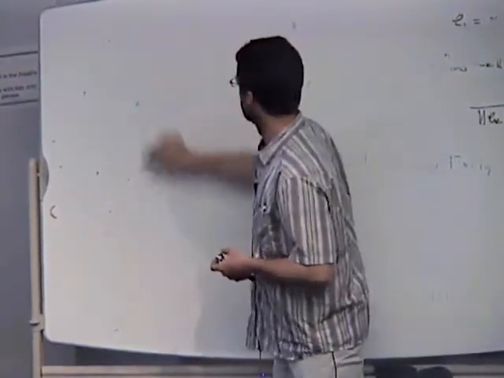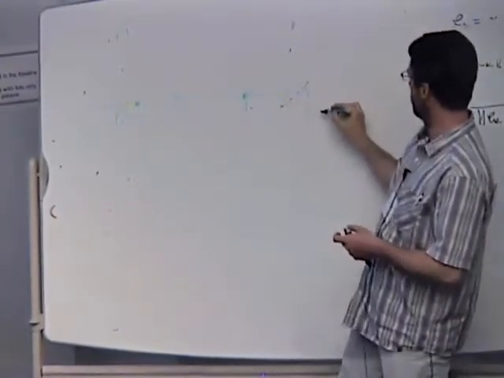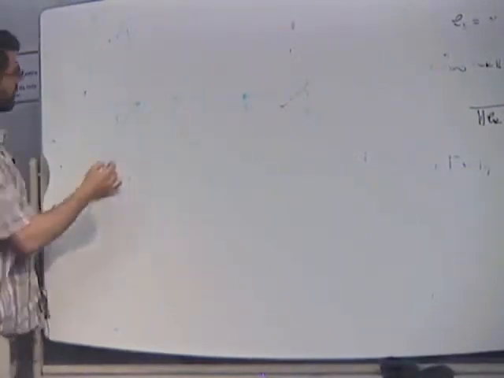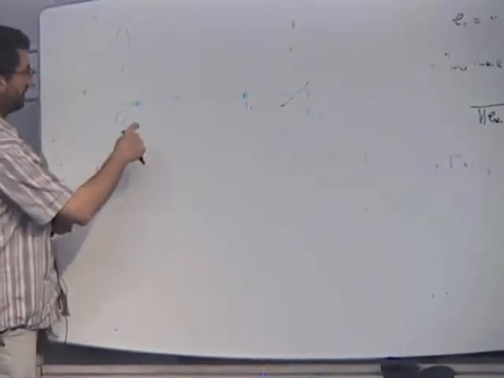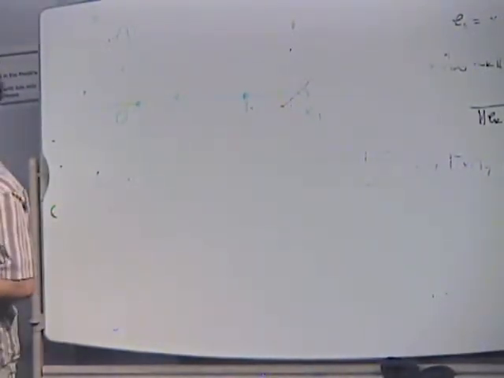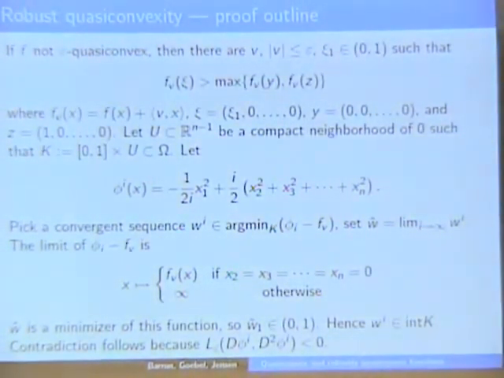Without loss of generality, I can change coordinates and say that something happens between 0 and 1, and this is my x1 direction, and these are all other variables. I have along this segment that quasi-convexity of f sub v fails. In other words, the maximum of f sub v on this segment is somewhere here. I'm going to look at a test function like this. First, immediately I will let i go to infinity. And what do I get? Well, when i goes to infinity, this converges epigraphically to the indicator of the horizontal axis.